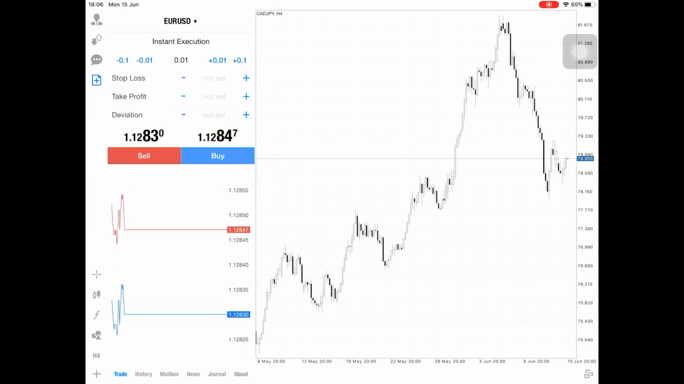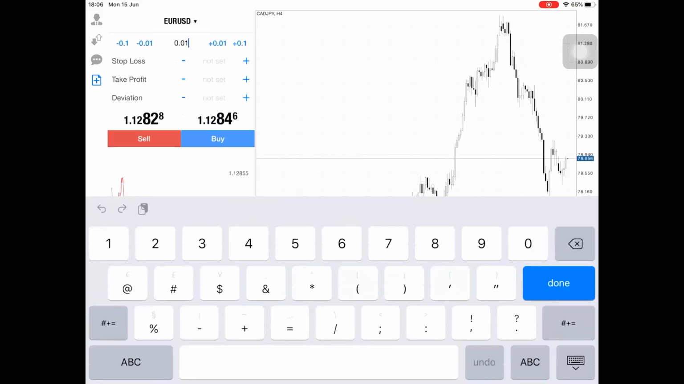Now you can see at the top here, where you have the cursor, you can see 0.01. That is your volume. That is your lot size. So 0.01 here is your micro lot. Okay, now you can type in, delete.